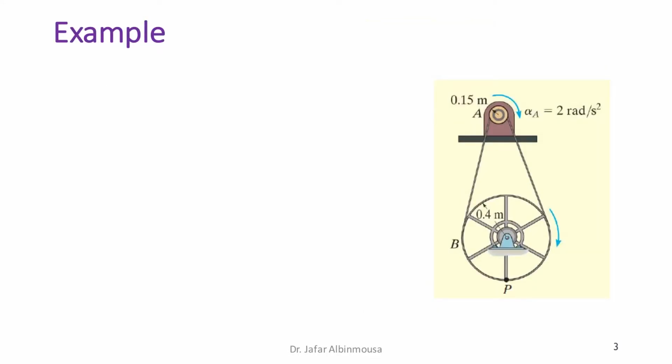So let's start by converting the revolutions of pulley A into radians. So we have theta A, which is equal to 2 revolutions multiplied by 2 pi radians per 1 revolution, and this is going to give us 12.57 radians.